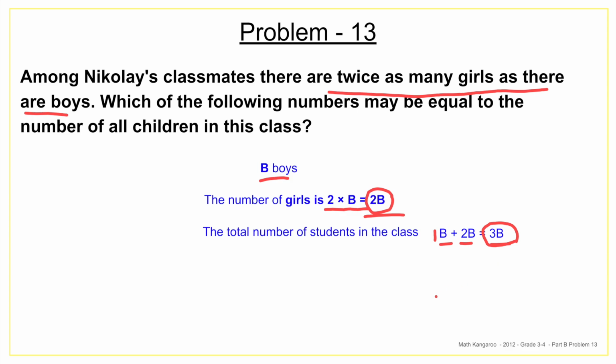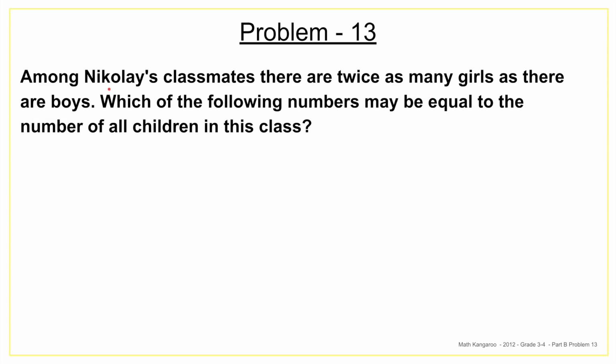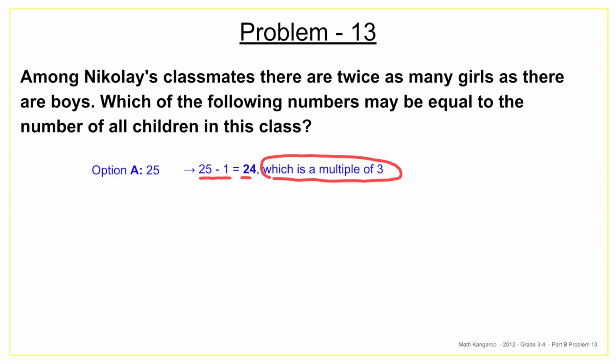But Nikolai is also part of this class, meaning the total number of students is actually 1 more than a multiple of 3. So 3B excludes Nikolai, but 3B plus 1 gives us the total number of students in the class. We pick each option. Option A is 25, and we have to find out whether it's a multiple of 3. So we take Nikolai out of it. 25 minus 1 gives us 24. This is a multiple of 3. This could be our answer.